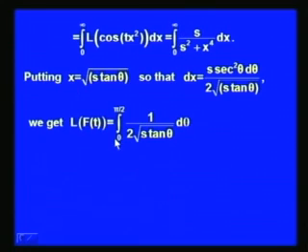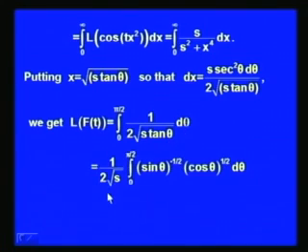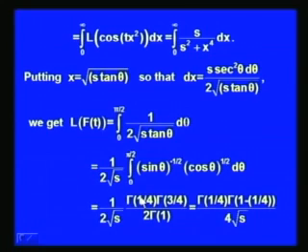So, the lower limit of theta is 0, while the upper limit of theta is pi by 2, and thus we get the Laplace transform of f t as integral 0 to pi by 2 1 over 2 root s tan theta d theta, which is equal to 1 over 2 root s into integral 0 to pi by 2 sin theta raised to the power minus half into cos theta raised to the power half d theta, and the value of this integral we can obtain by using the gamma function.